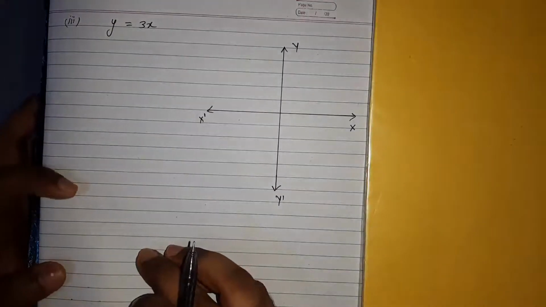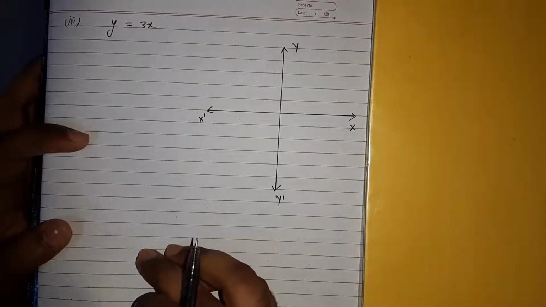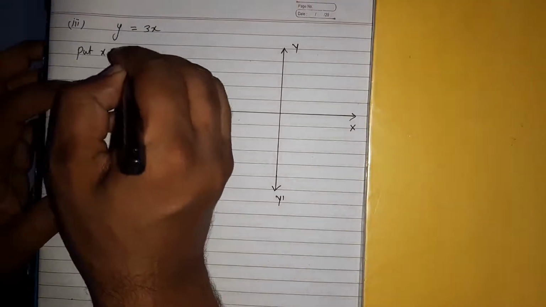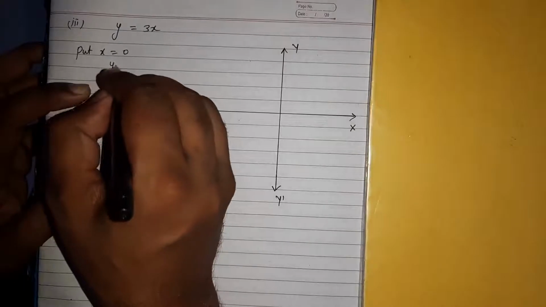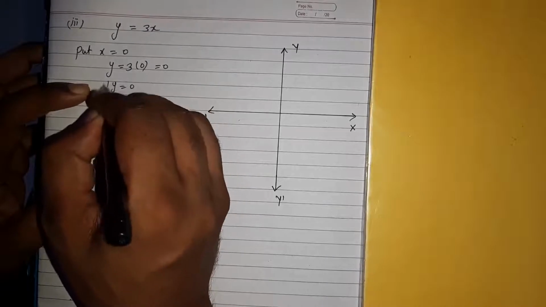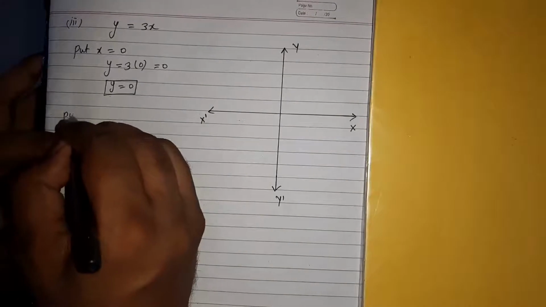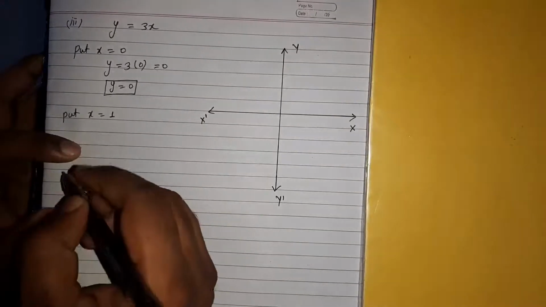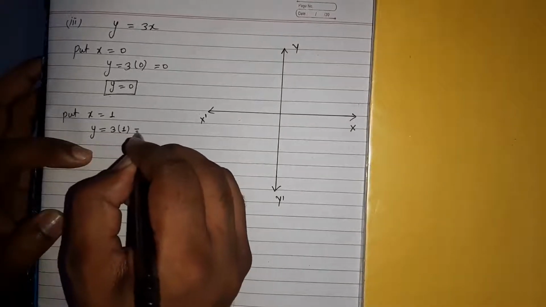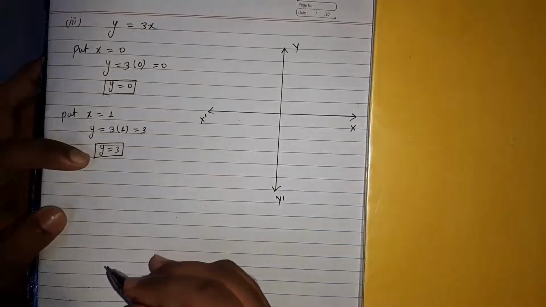The next part of this question is y is equal to 3x. So first we will find at least 2 solutions of this equation. So put x is equal to 0. So the value y will be 3 multiply 0 means 0. So the first solution is x is equal to 0 and y is equal to 0. Put x is equal to 1. So the value y will be 3 multiply 1 means 3. So the second solution is x is equal to 1 and y is equal to 3.